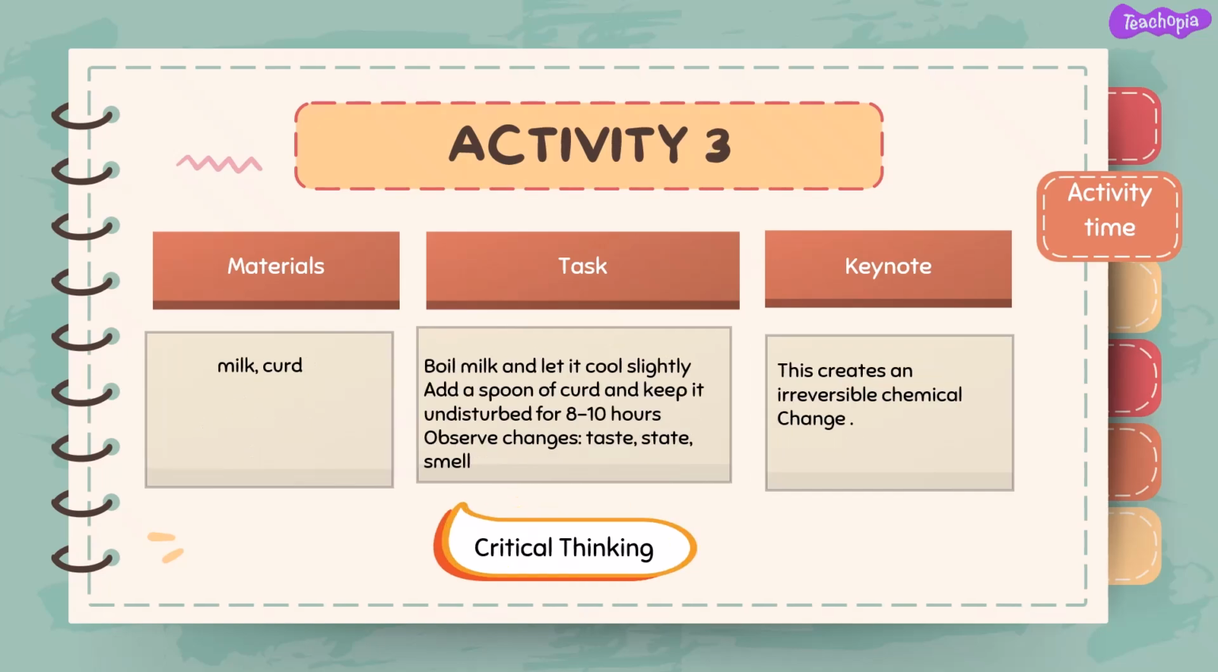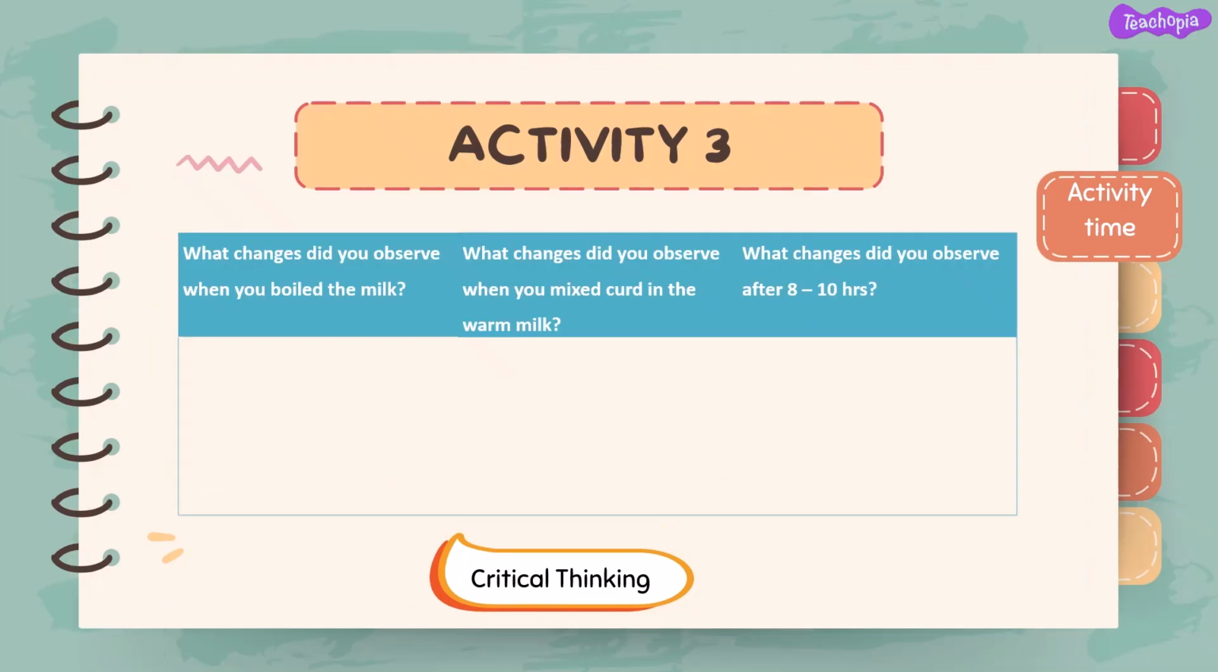In the third activity, students connect science to their homes by exploring how milk turns into curd. They boil milk, let it cool slightly, and add a spoon of curd. After keeping it undisturbed for a few hours, the milk turns into curd, with a change in taste, smell, and texture. This irreversible transformation shows a chemical change. This activity develops critical thinking as students must infer the type of change based on the observation.